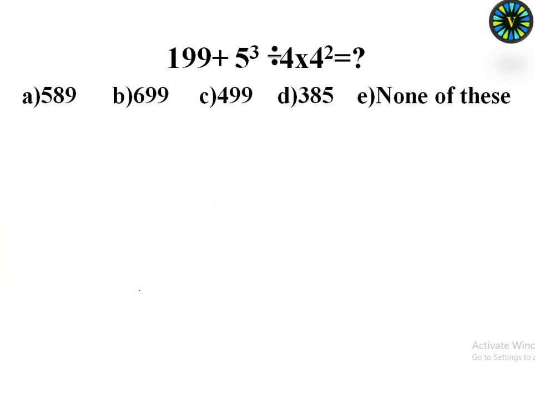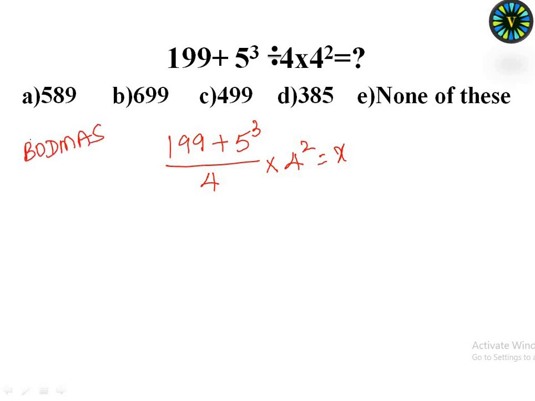Okay guys, the question is on the screen. Let's see how to solve. I will write here whatever it is: 119 plus 5 cube divided by 4 multiplied with 4 square is equal to x. Is this clear? Okay. So first of all, we need to solve the bracket, as per the BODMAS rule. Is this clear? But here there are no brackets.